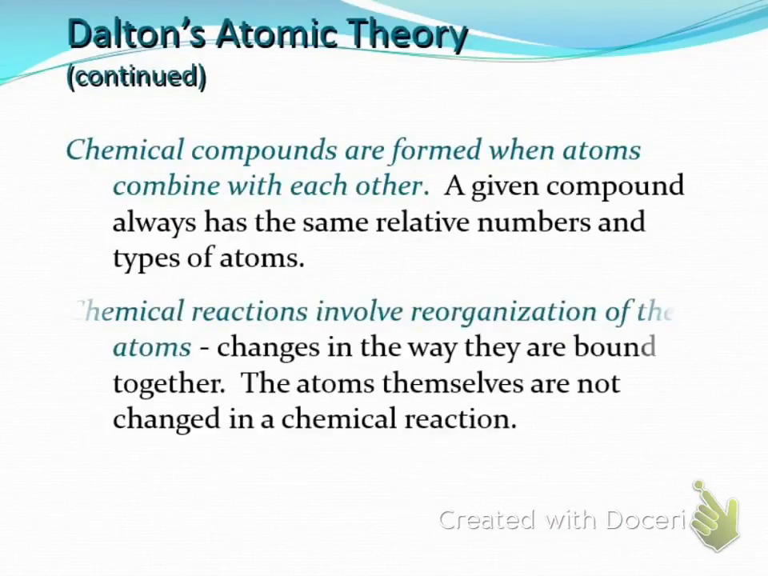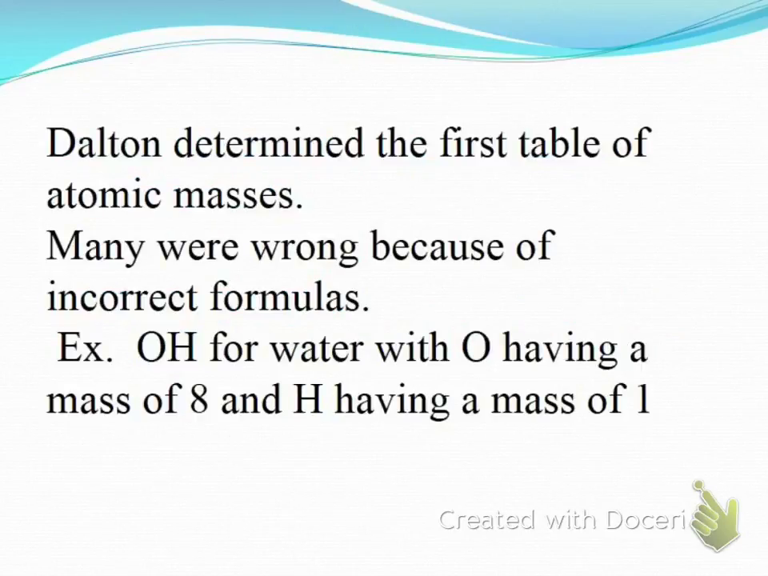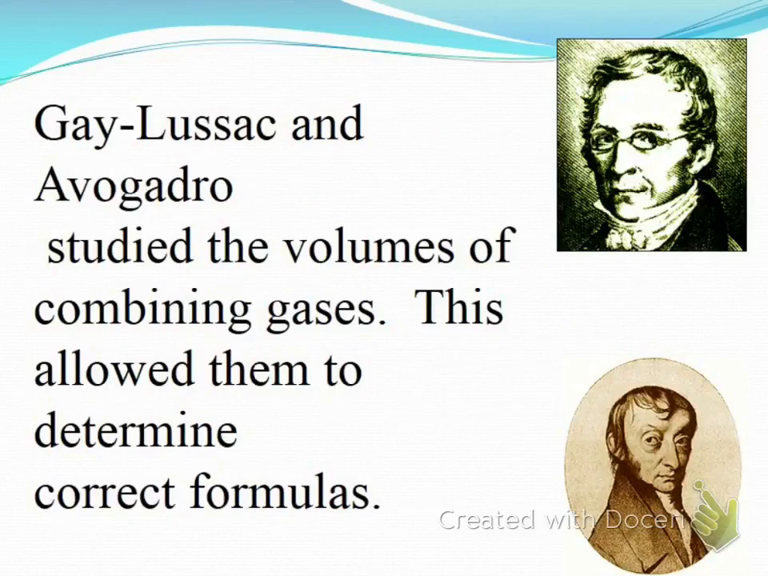Chemical compounds are formed when atoms combine with each other, and chemical reactions involve reorganization of the atoms. So nothing is created or destroyed, they're just reorganizing themselves. Dalton determined the first table of atomic masses. He was the first one to come up with that. Many of them were wrong because he had the incorrect formula. For example, he thought water was OH, and had a mass of 8 for oxygen and 1 for hydrogen, so he was wrong in that, but it was the right concept that he was after.